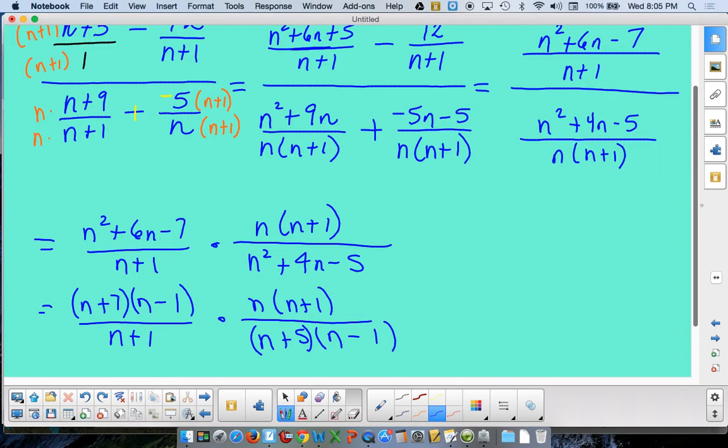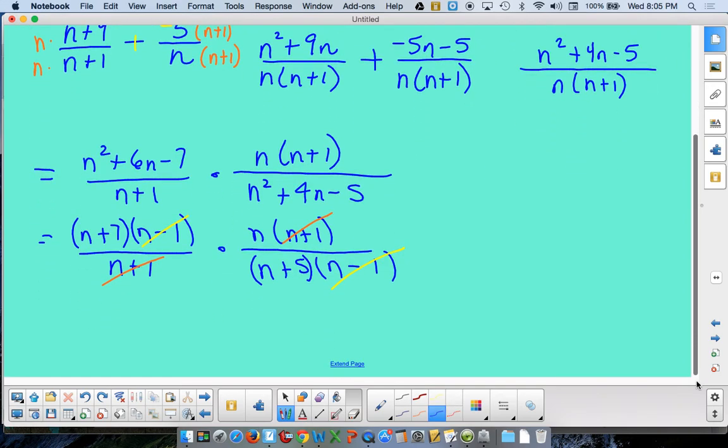Okay, then finally, ask yourself, what can I cancel? This is the fun part. N plus 1s go. N minus 1s go. Can I cancel n, that single n? No, you have to cancel whole quantities. You can't cancel individual terms. So looks like I'm pretty stuck. And I'm finally going to be left with, then, n times n plus 7 over n plus 5. And considering where I started, that looks pretty simple. A whole lot better than what we've had before. So, there you go. You've simplified a complex fraction.